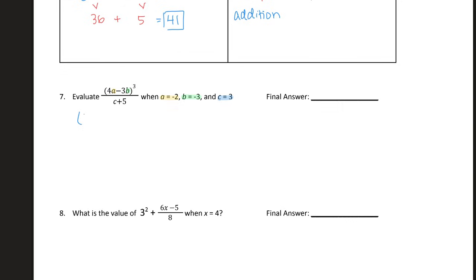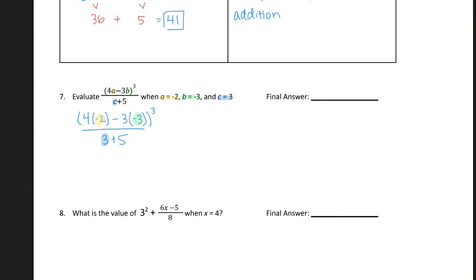So remember, anything that's a number stays a number. It's going to be 4, and then we're going to do times -2 minus 3 times -3. I'm just putting in parentheses because they're negative. And then to the third power. And then in the denominator, we have C here. 3 for C. So it's going to be 3 plus 5. So again, all I did here is I plugged in A for A, I plugged in B for B, and then I plugged in C for C.